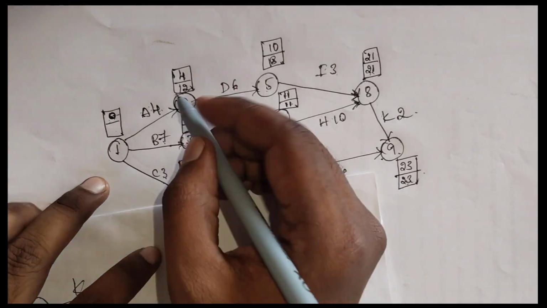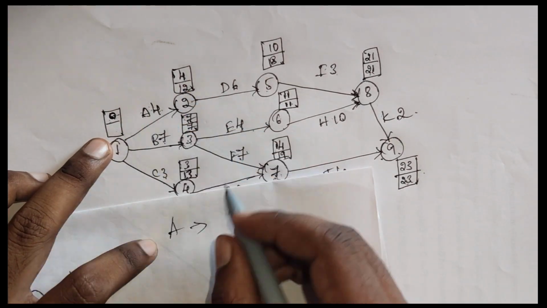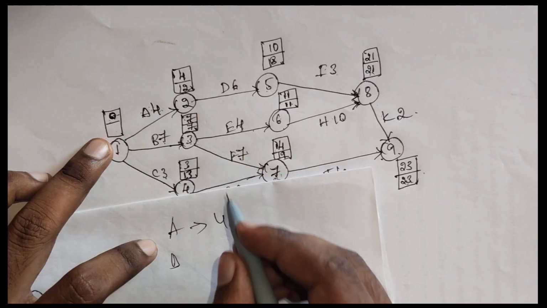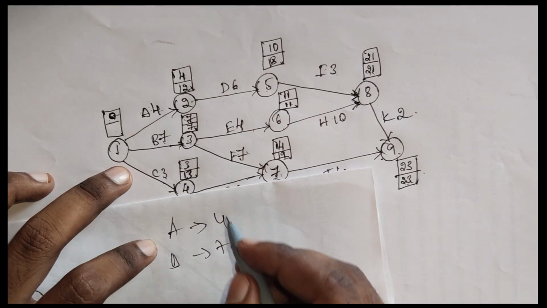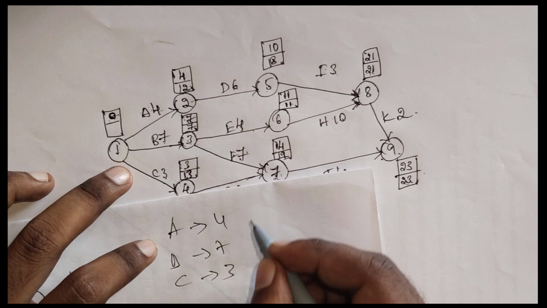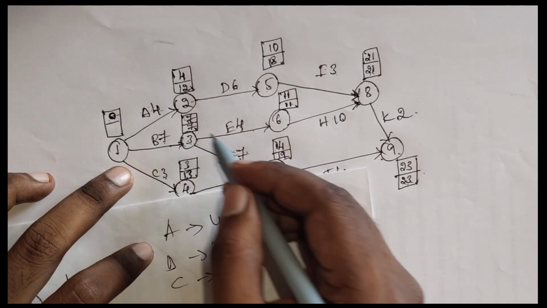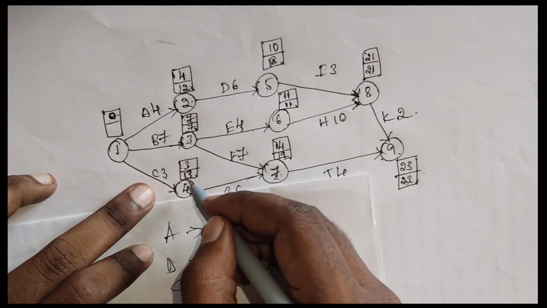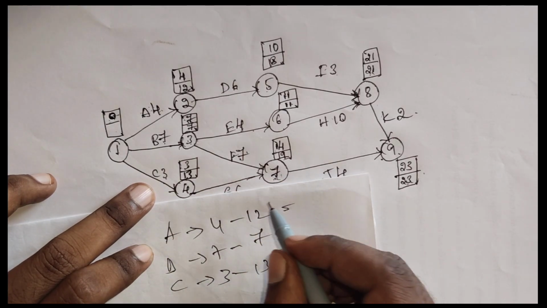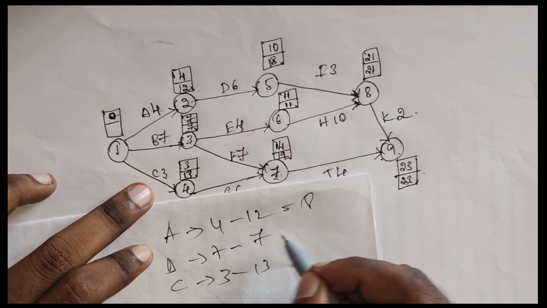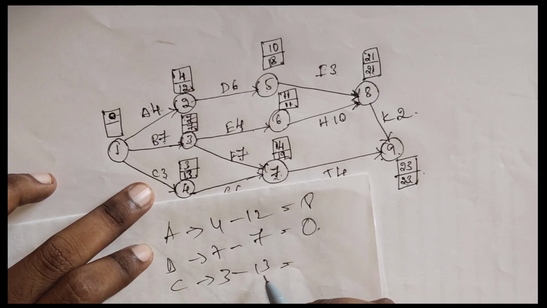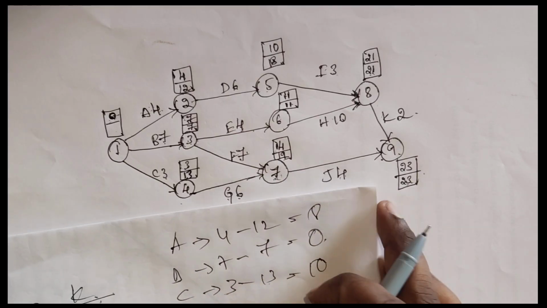For A the duration is 4. For B the duration is 7. For C the duration is 3. The latest finish is 12, then the latest finish is 7, then the latest finish is 13. So 12 minus 4 is 8, and then 7 minus 7 is 0, and then 13 minus 3 is 10. So what is the actual rule?